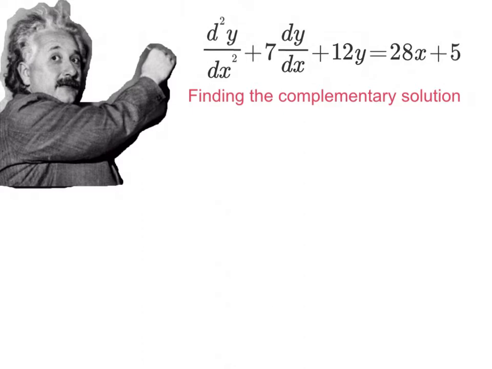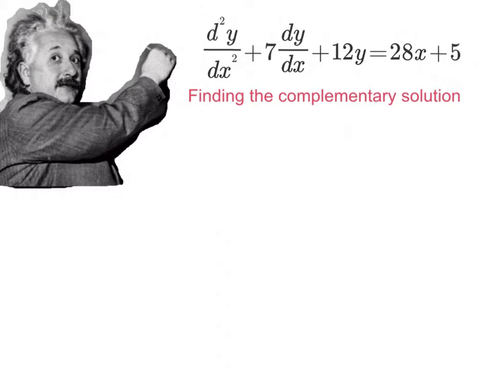Now the complementary solution, the complementary function, doesn't really contribute anything on this left-hand side. So when we put it in here, it all basically disappears. Just like with dy by dx, if you have c, when you differentiate you get 0, so it just disappears. So we're looking for a function which, if we multiply it by 12, add on 7 of its derivative and then add on its second derivative, then everything just magically cancels out and it's gone. And then we're left with a particular integral which we know contributes to 28x plus 5.